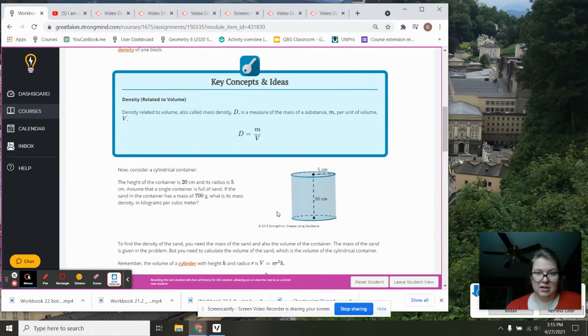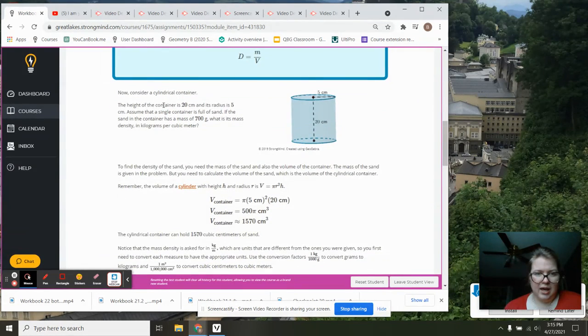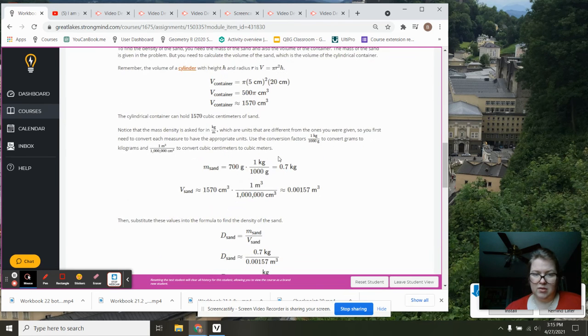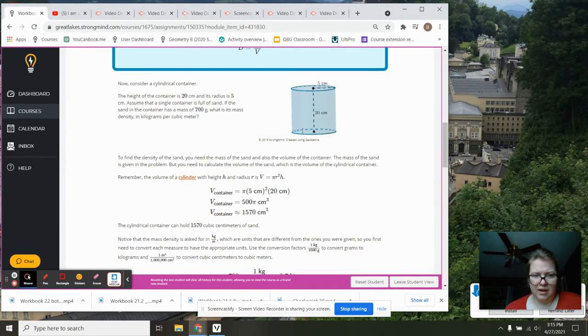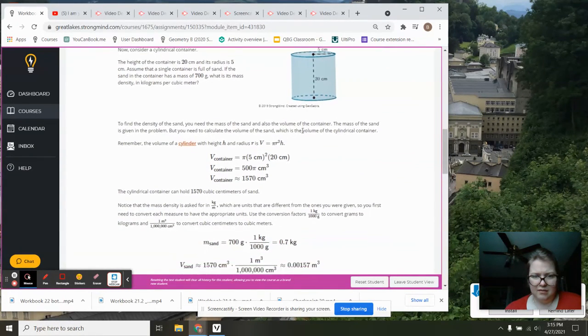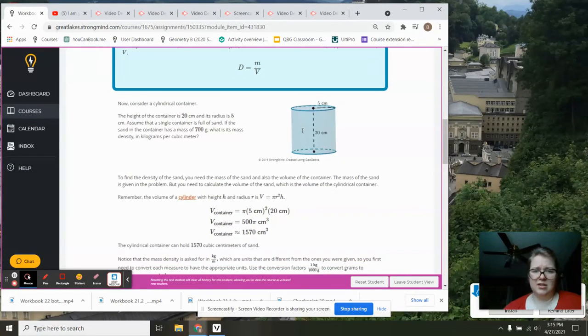So this is totally different than what we did before. So the mass divided by the volume. So if we can calculate the volume of this thing and we have the mass, to find the density, we would do that mass divided by the volume. And then here you can see that things are different. So it says grams per cubic meter.